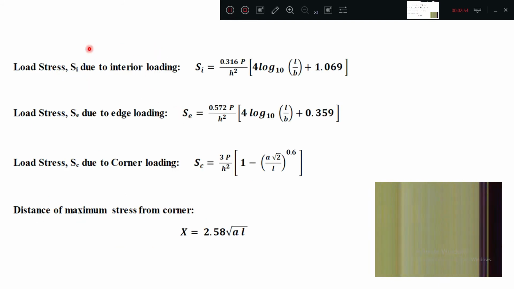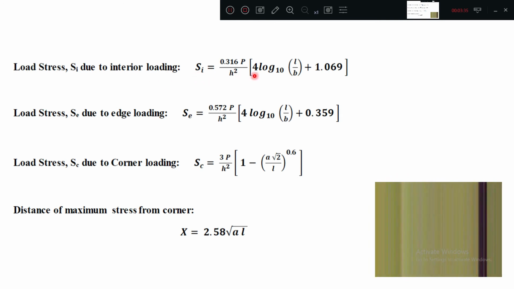Okay, now Westergaard, that person conducted so many tests, so many experiments. He has given the equations for stresses. 1, 2, 3. All these are the equations for stresses. Stresses at the interior of the slab, edge of the slab, corner of the slab. So I stands for interior, E stands for edge, C stands for corner. Now all these are due to loads. Loads of what? Wheel loads. Okay, these are the equations for the calculation of stresses with respect to loads.